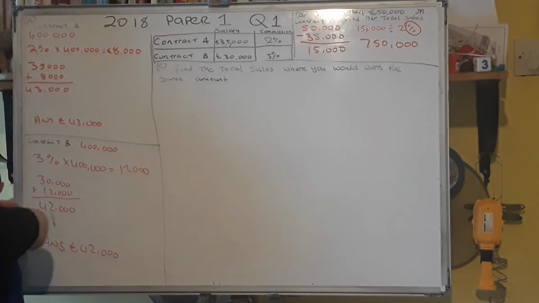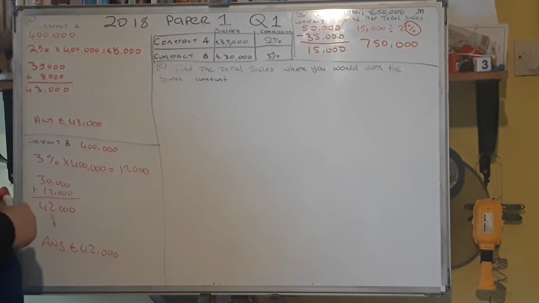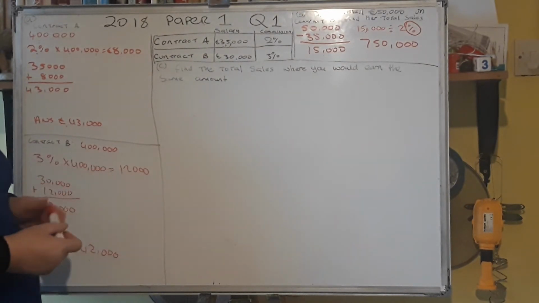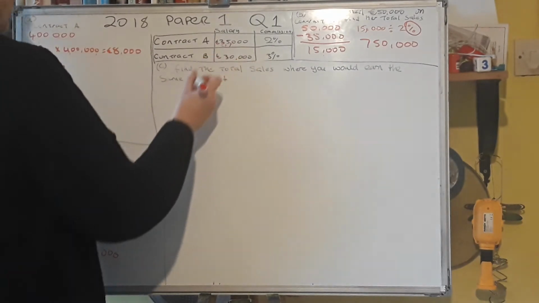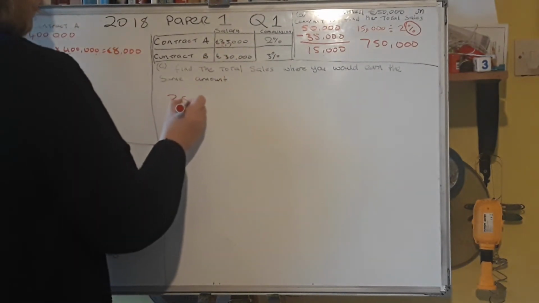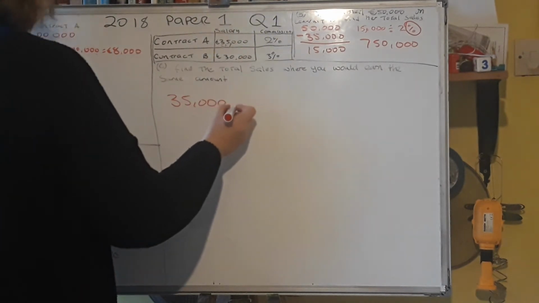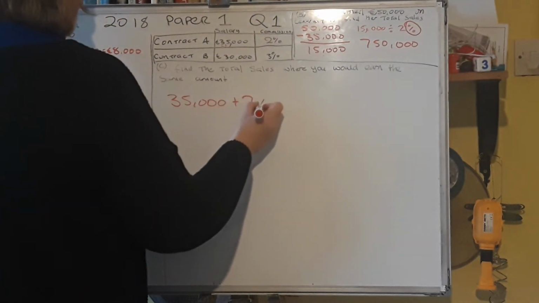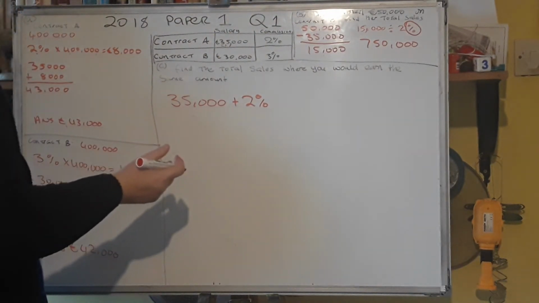Okay? Now this one. Find the total sales where you would earn the same amount. So what you want here, this is your algebra. You're going to put one side equal to the other side and work it down like an XY equation. So you have on one side this contract, 35,000 plus 2% of the sales. Now we don't know what the sales is. That's what we're trying to find out.